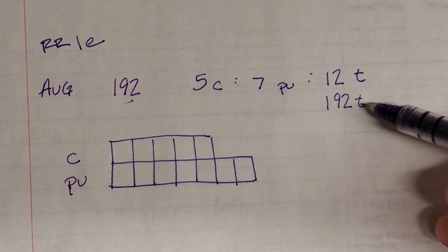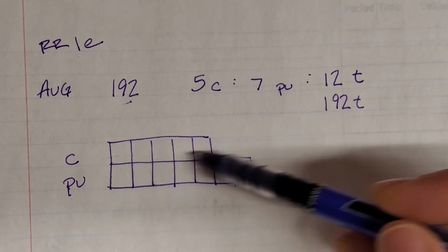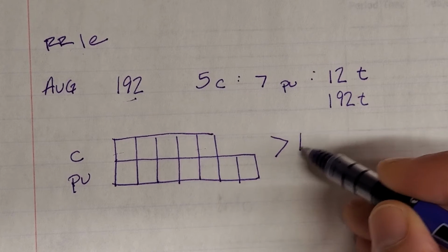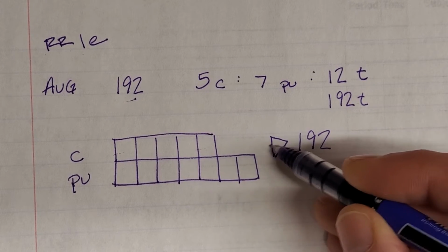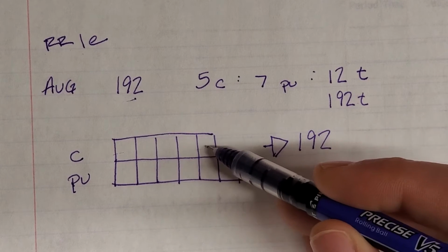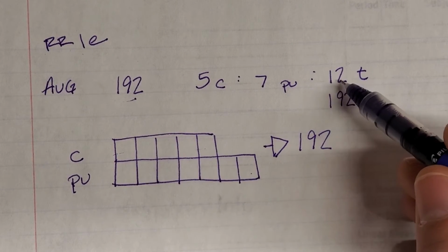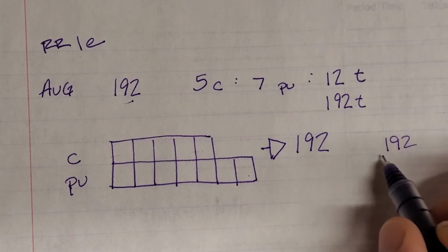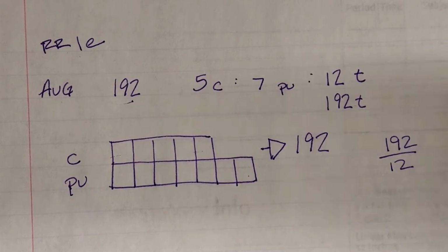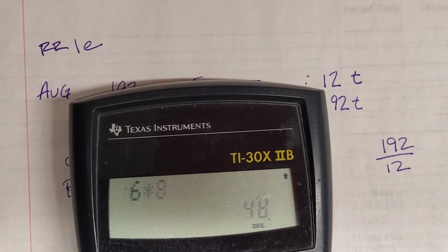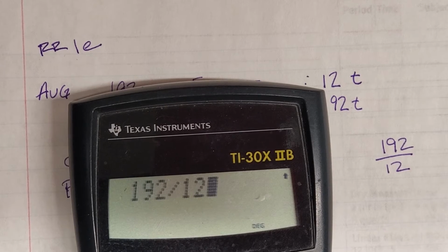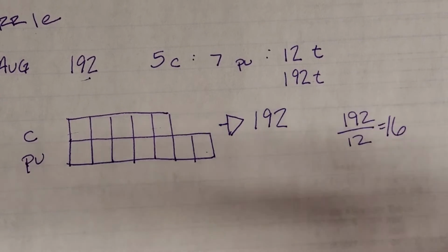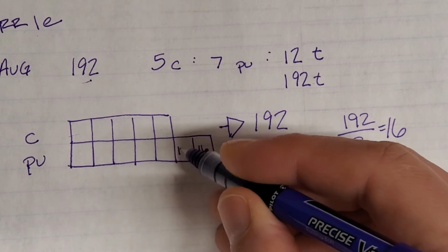Well, we know the total number of registrations. So total would be all the cars plus all the pickups, which was 12. Okay, so if all of this is worth 192, then every box must be 1/12 of 192 because there are 12 boxes. So if we take 192 and divide it by 12, enter calculator, 192 divide 12 is 16. Okay, that means that every box must have 16 in it.